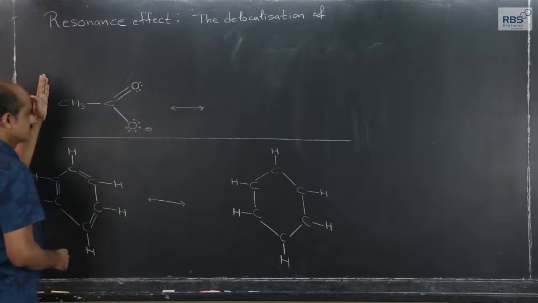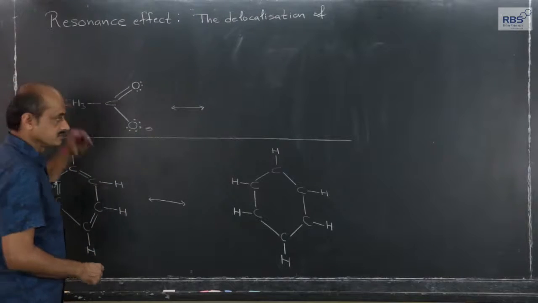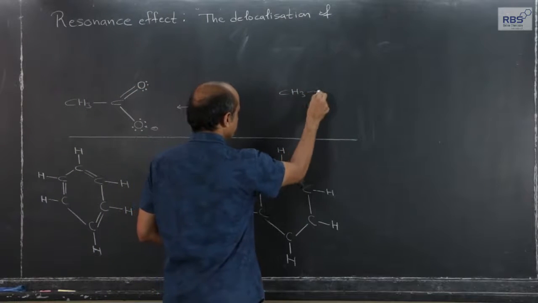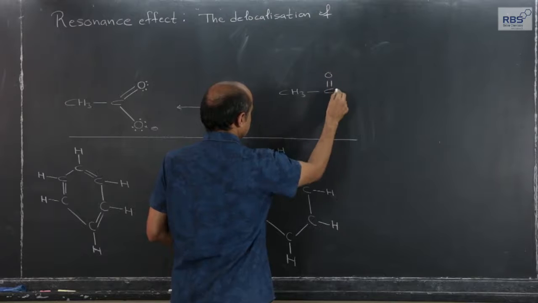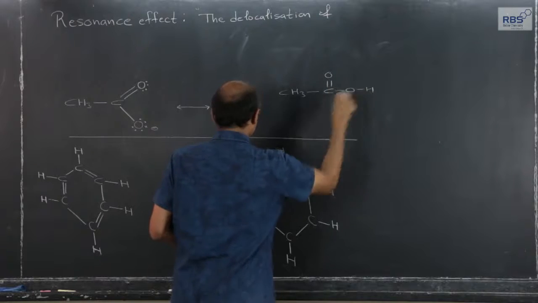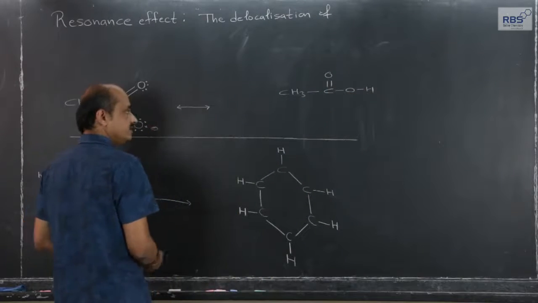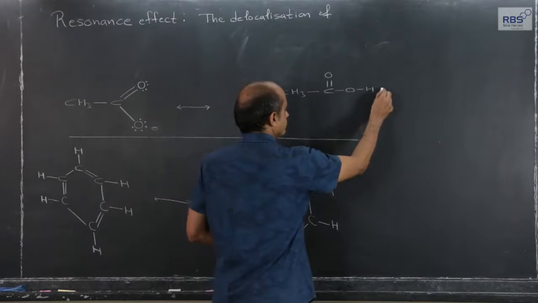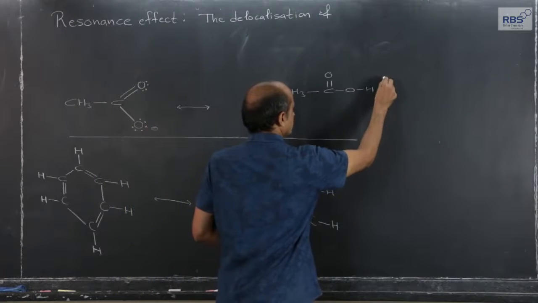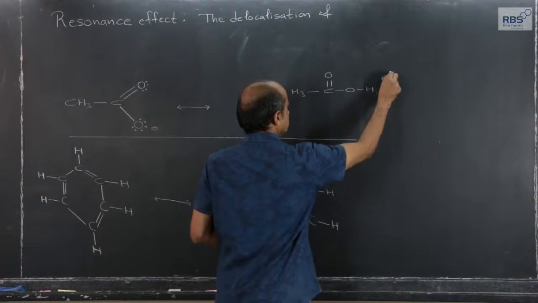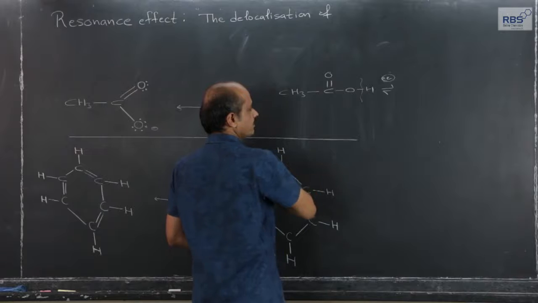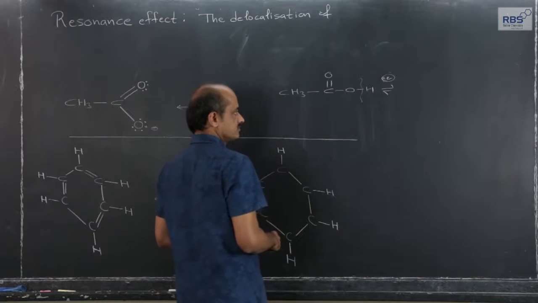Actually, this is acetate ion, from acetic acid, as we know. Acetic acid, in aqueous solution, if dissolved in water, heterolytic breaking of this OH bond takes place.